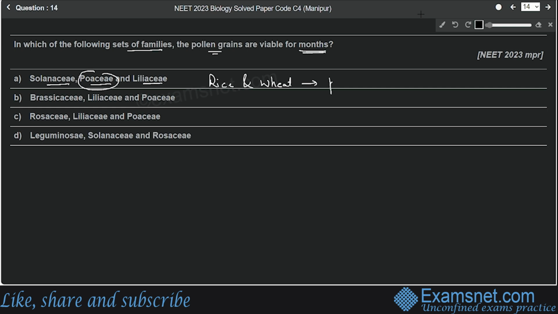The pollen grains lose viability within 30 minutes of their release. So they do not have long viability. In the second option again we have Poaceae, so this will not be the correct answer. In the third option as well we have Poaceae. In the last option we have Leguminosae, Solanaceae and Rosaceae. So this will be the correct answer. In these families there is a long viability. The pollen grains are viable for months.